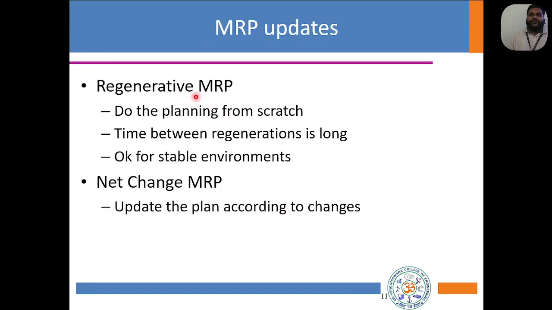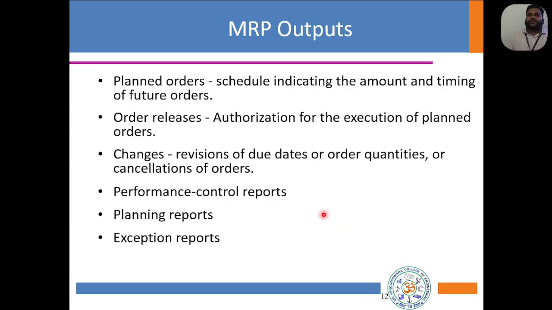So what are the updates? Regenerative MRP does the planning from scratch; the time between regeneration is long, okay for stable environments. Net change MRP is updating the plan according to whatever changes are happening in the manufacturing aspect.